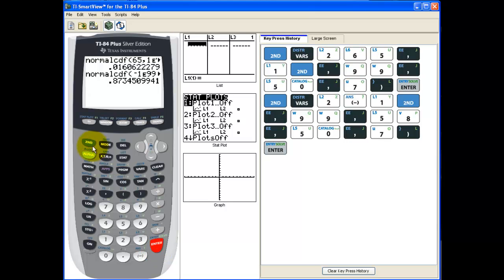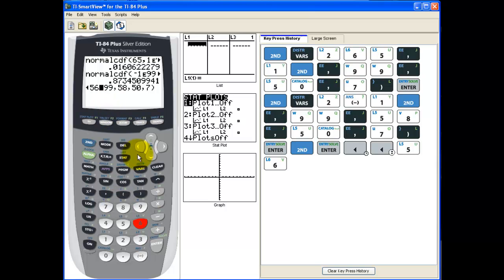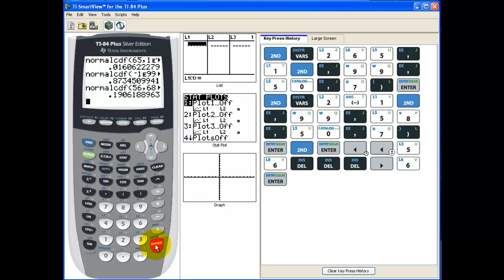Next up is number 8, which is asking for the probability that x is between 56 and 68. Now, if I want to be lazy, I can recycle my key sequence here, and I can just selectively edit it. My lower limit here would be 56, and you can see I have some extra characters there, so I can just delete those. And my upper limit would be 68, so I'll change that to a 6, and everything else is the same. Press enter, and there we go.